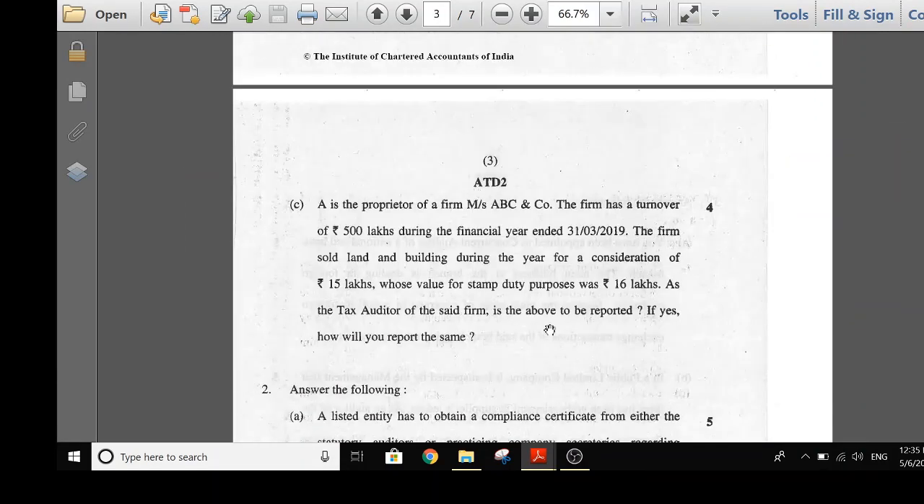1C spoke about a proprietary firm, ABC Limited Company, which has a turnover of 500 lakh during the financial year ending 31/3/19. The firm sold land and building during the year for a consideration of 15 lakh, whose stamp duty value is 16 lakh. As the tax auditor of the firm, how would you report it?